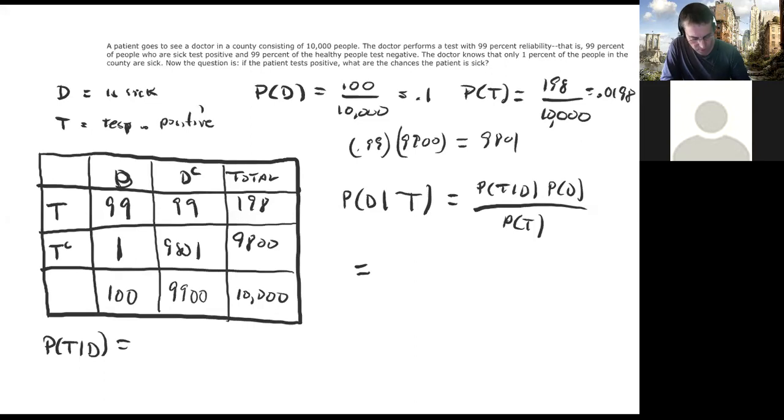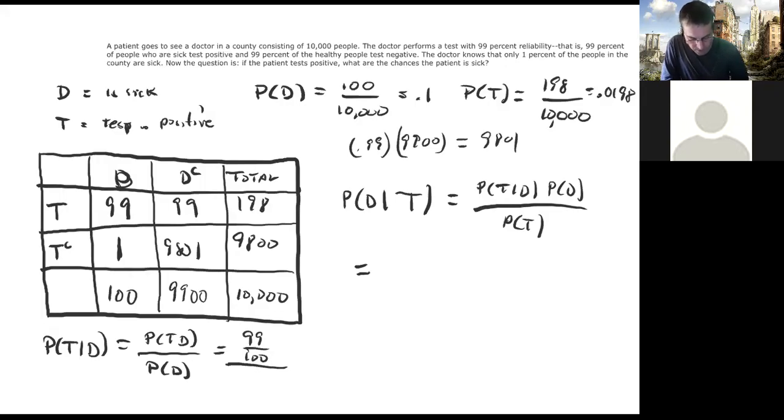So what is P of T given D? Well, we can actually compute the probability of T given D just directly from the table, because that's the same as the probability of T intersect D over the probability of D. And the probability of D T, well, it's 99 out of 100 people. And the probability of D, of being sick, is given by, no, I'm not going to do it that way.